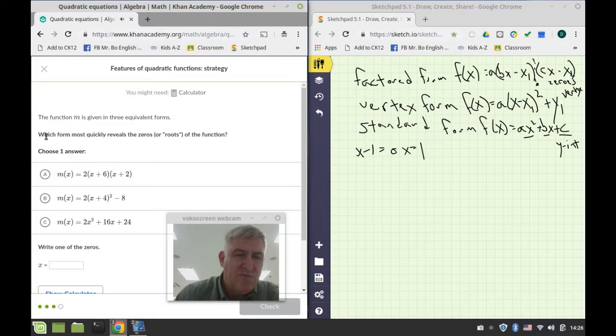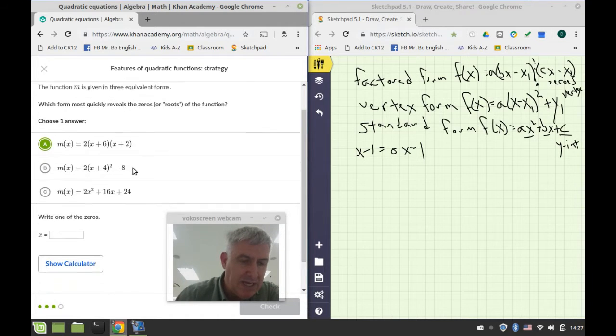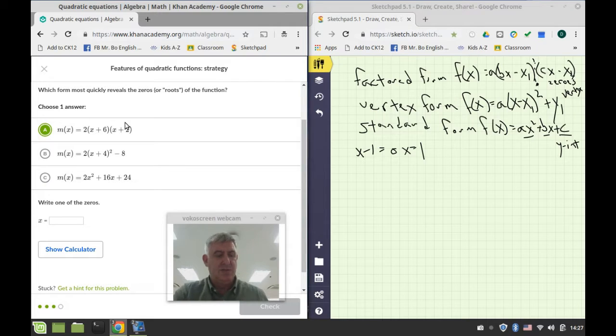And one more. Which form most quickly reveals the zeros or roots? Which one are we looking for? Zeros. We want the factored form. X minus something times x minus something. Oh, here we go. 2 times x plus 6 times x plus 2. There we go. And write one of the zeros. So x plus 2 is equal to 0. X is equal to negative 2.